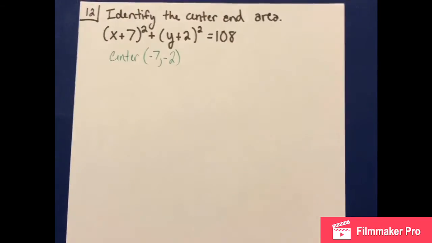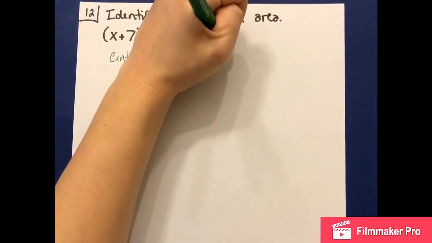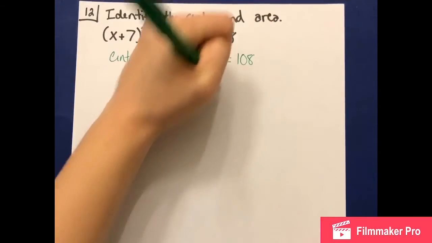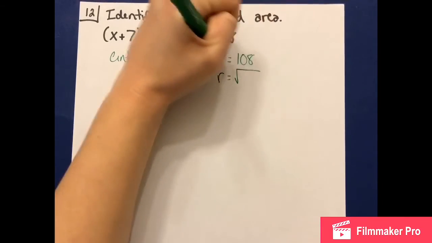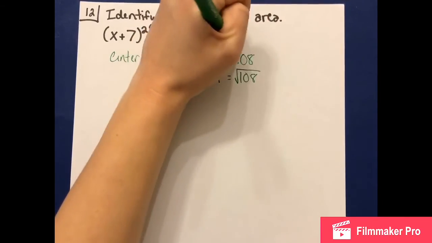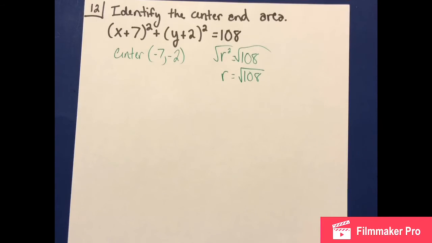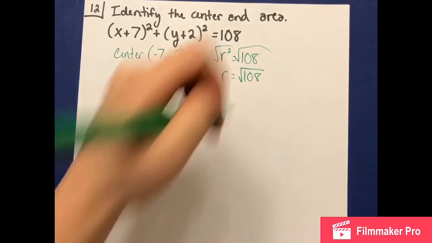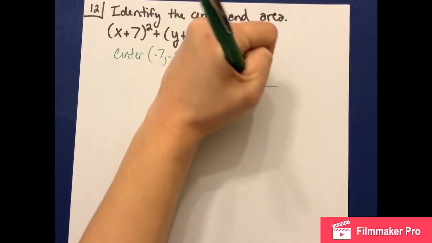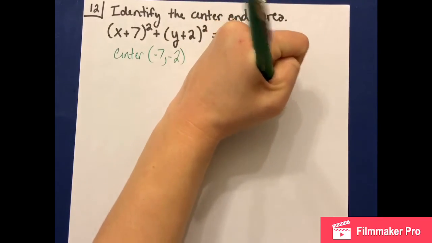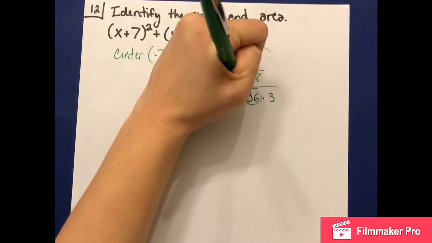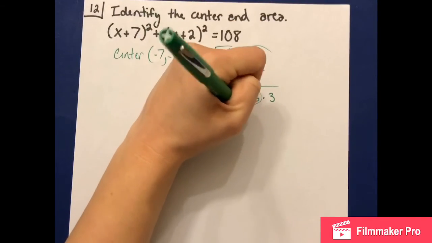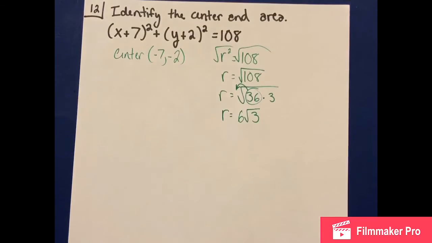We want area. Let me find my radius first. So radius squared is equal to 108. So the radius is equal to the square root of 108. I don't know the square root of 108 just off the top of my head. Let's see what goes into it. I look, 36 is the biggest perfect square that goes into it, so I'm going to break this up. It's 36, and it goes into it 3 times. The 36 comes out as a 6. What's left over is a 3.